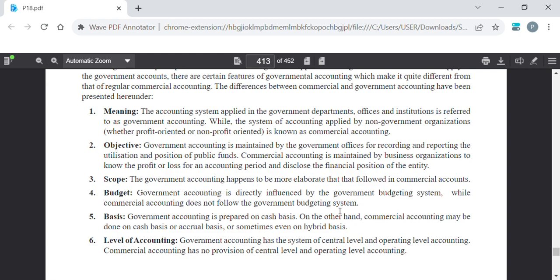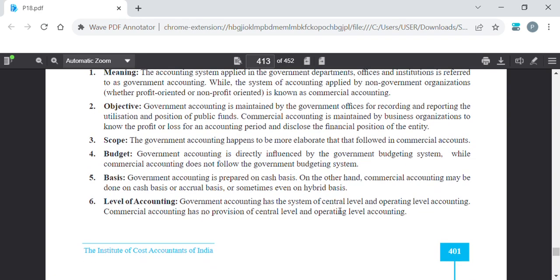In the same way, commercial accounting is maintained by business organizations to know the profit or loss for an accounting period and disclose the financial position of the entity. So commercial accounting is related to business, whereas government accounting is related to government departments and organizations, for recording, reporting and knowing the status of public funds.